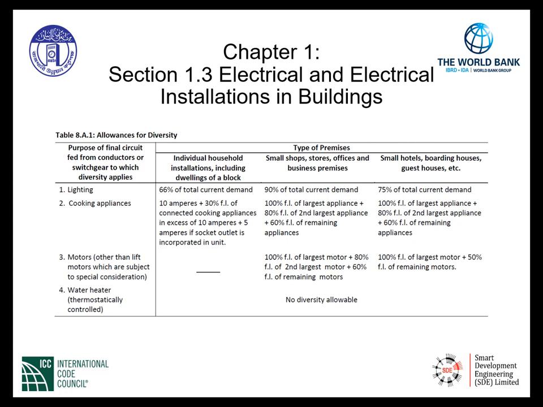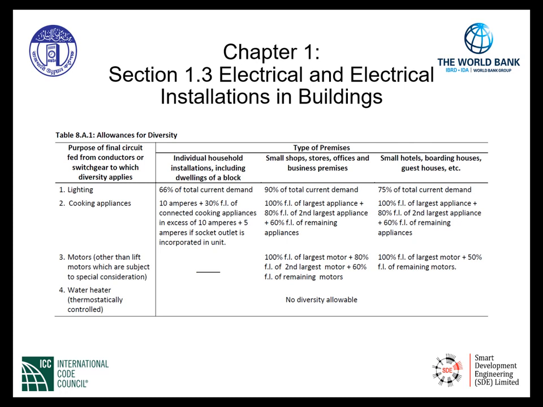The first column provides typical household installations, including dwellings of a block. These are the types of premises that were given in this case. 66% of the total current demand. We have 10 amperes at 30% FL of connected cooking appliances in excess of 10 amperes plus 5 amperes if socket outlet is incorporated in the unit. This provides us with a method to calculate the demand current based upon our estimation of the total load.